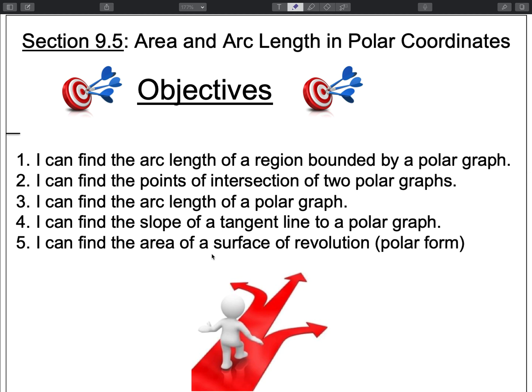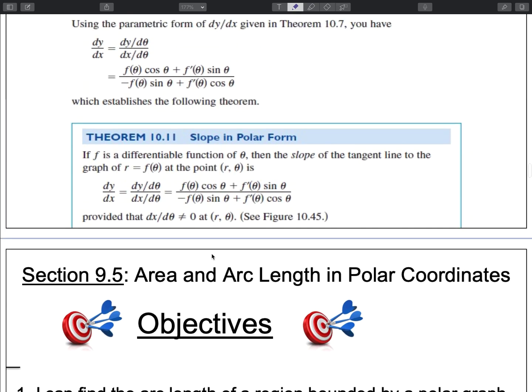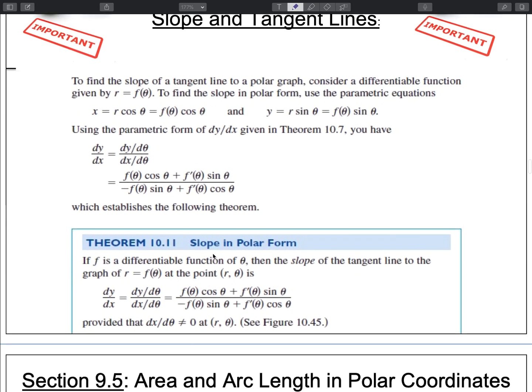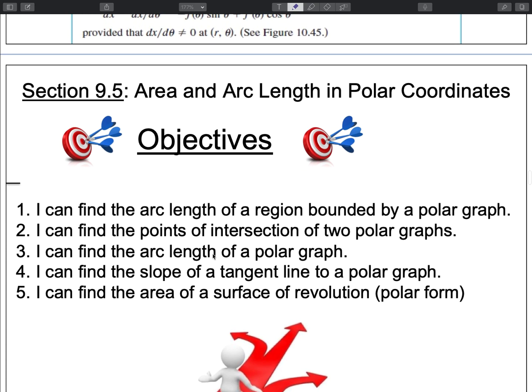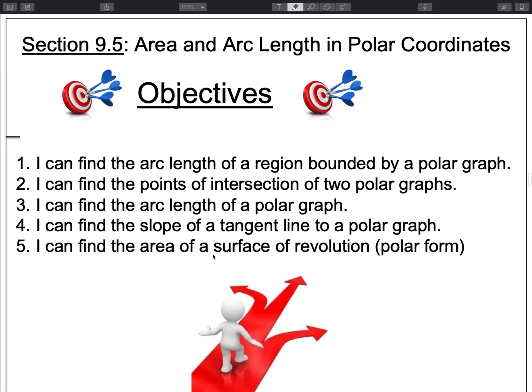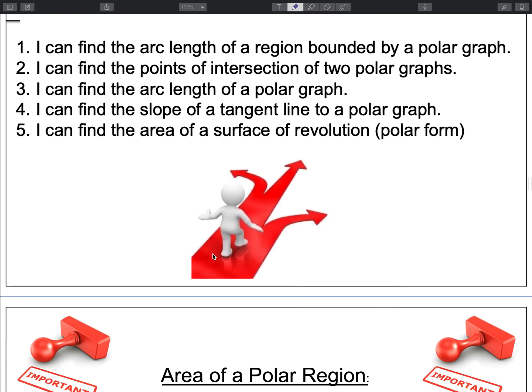So section 9.5, the last section that deals with polar. Again, it's kind of quick, but this one we should spend a little bit more time on. If we can talk about the derivative, we can talk about the slope, then we should also be able to talk about area and arc length. That just kind of screams calculus, where the slope is the derivative, the area would be the integral.